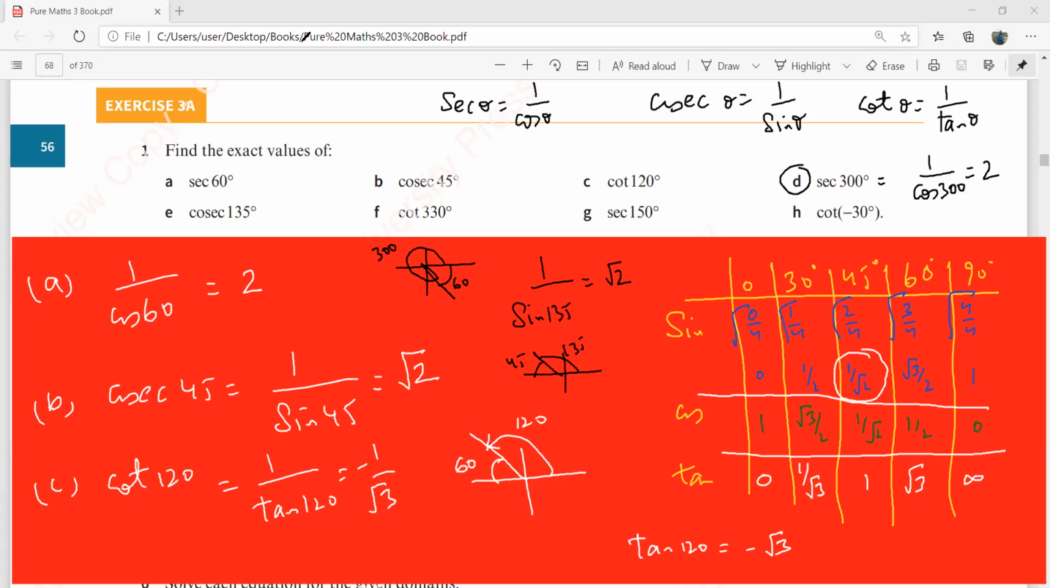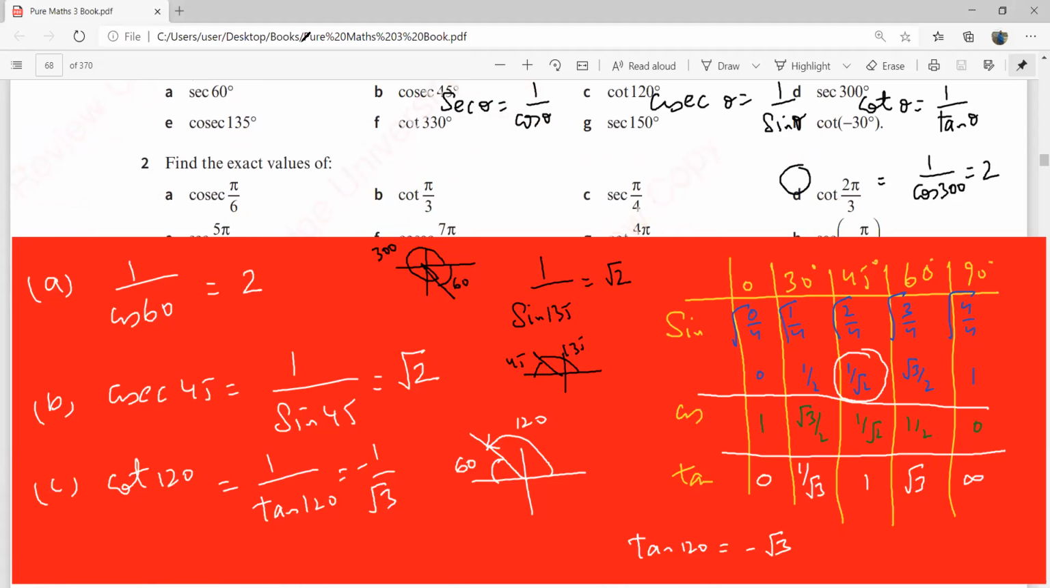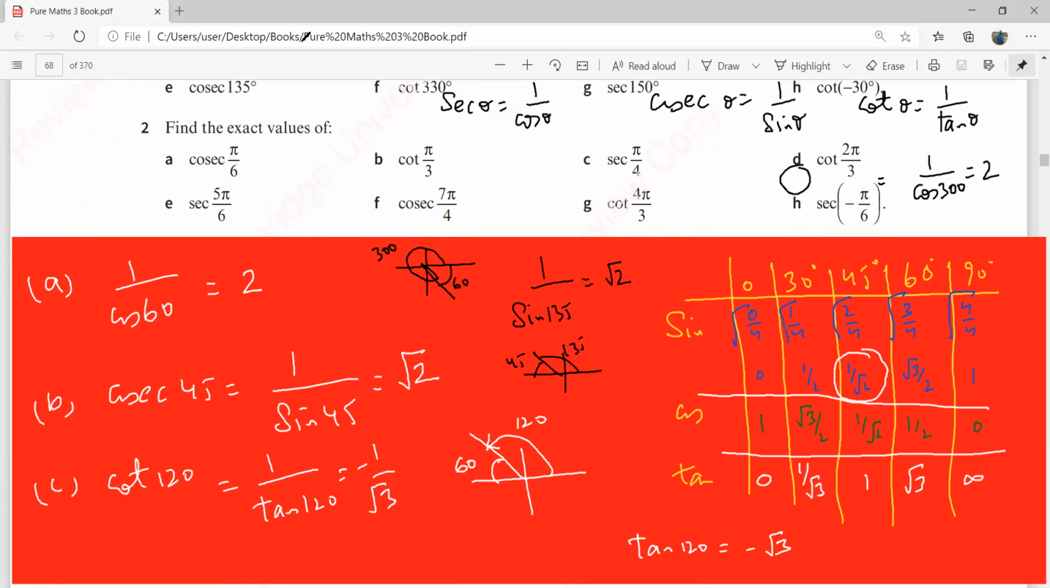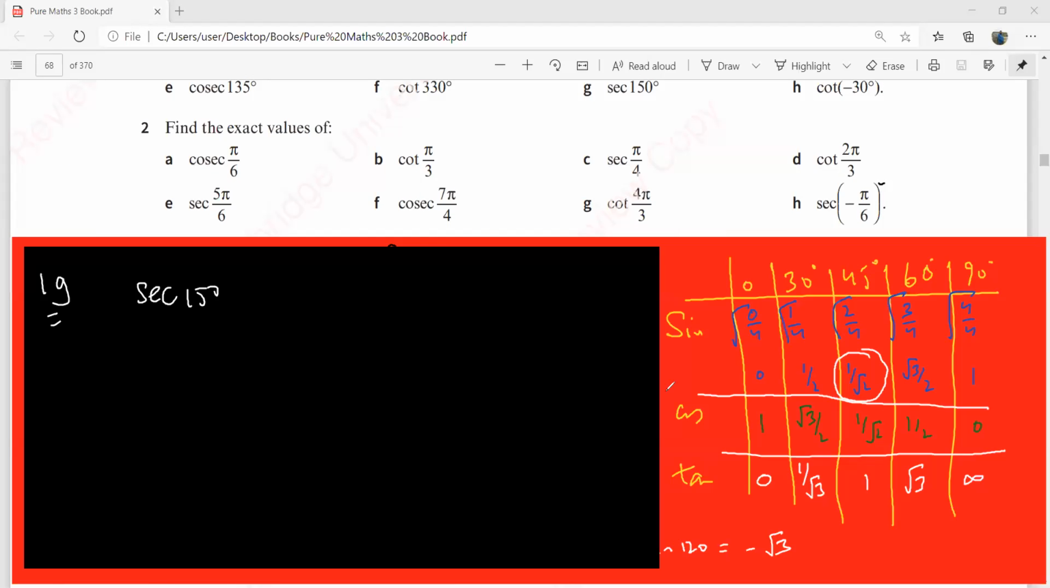Okay, you can try some from these radians as well. Try some of them, and then we proceed. In this 1G, you find secant 150. First of all, you must write it as 1 over cos 150. And you can use your calculator, or you can see that this 150 lies here.